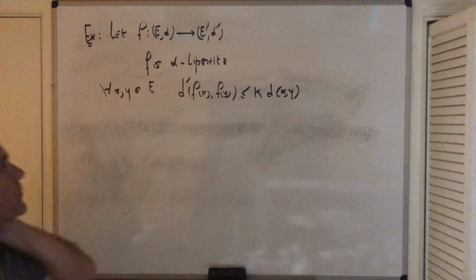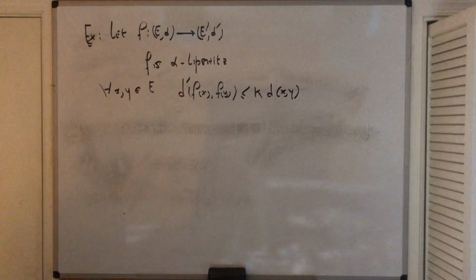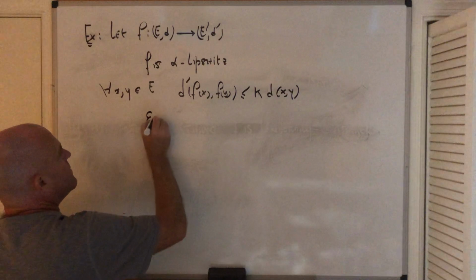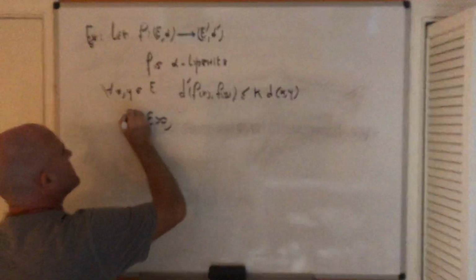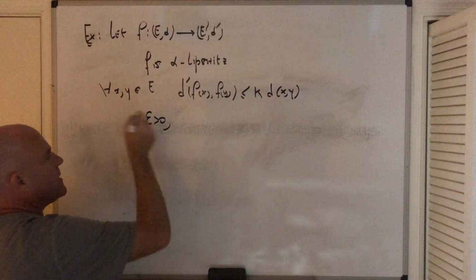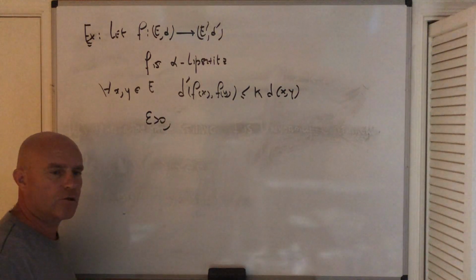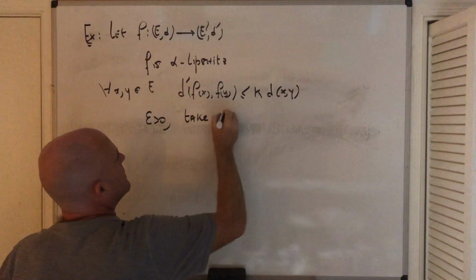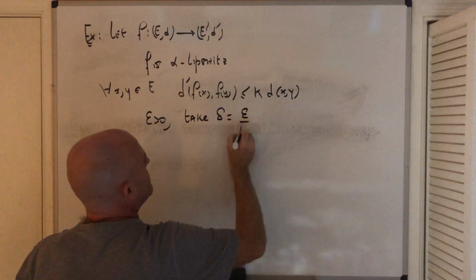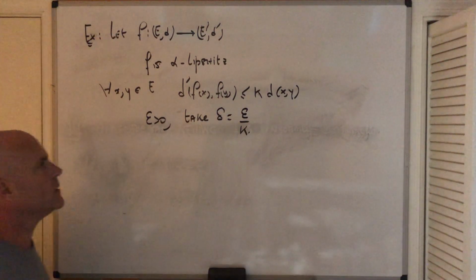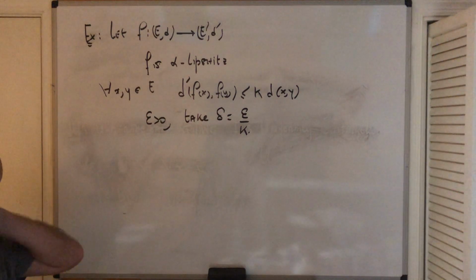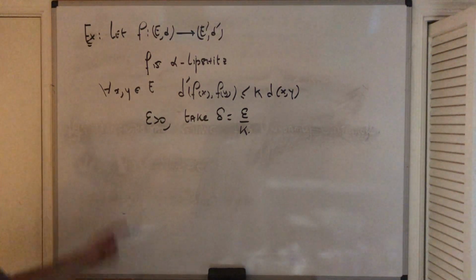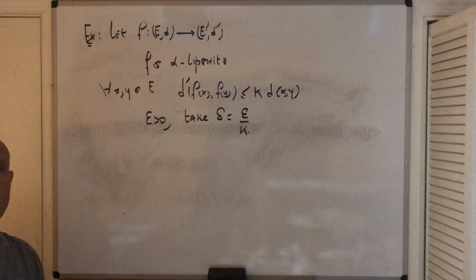Well, I can help you quickly with this exercise if you want to show that it's uniformly continuous. Choose epsilon positive. Once epsilon is chosen, take delta equal to epsilon divided by k, and you will see that the function will be uniformly continuous with this choice of delta.